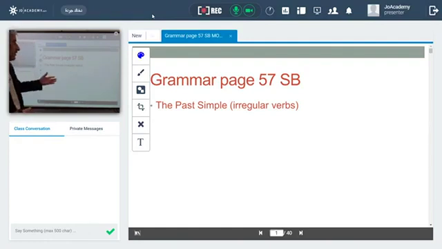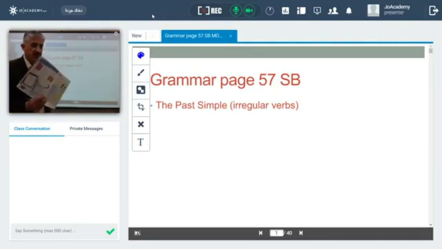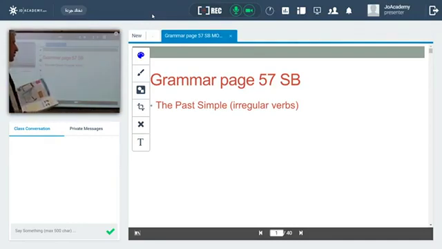Today we are going to do the grammar exercise, page 57. So please open your student book, page 57, and we are going to do some grammar. We are going to talk today about the past simple.